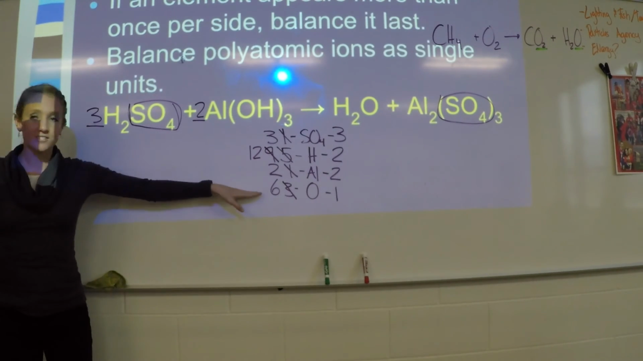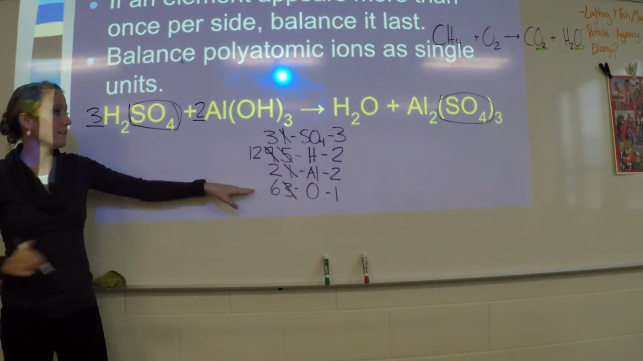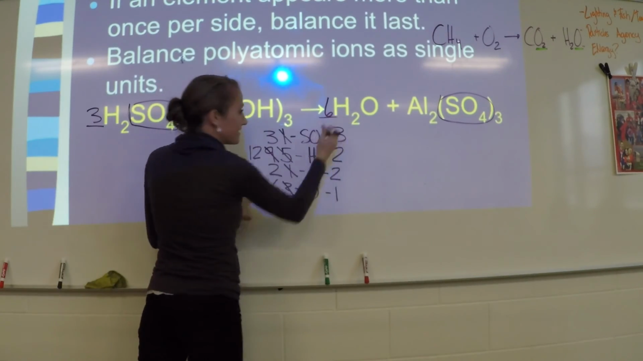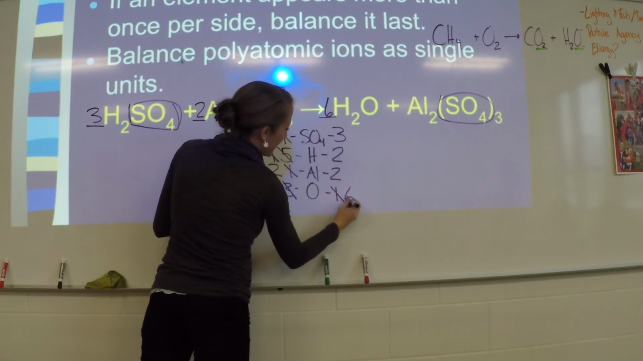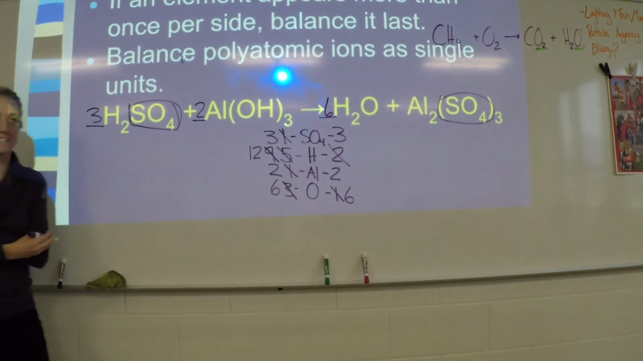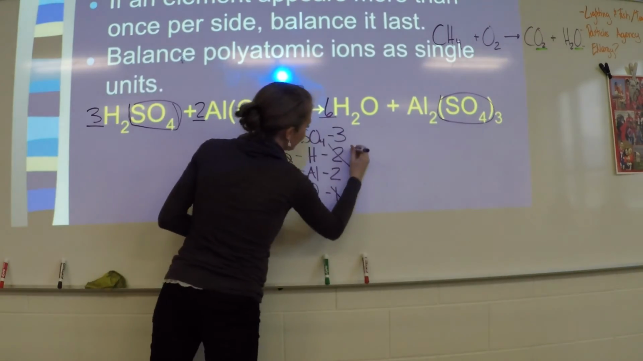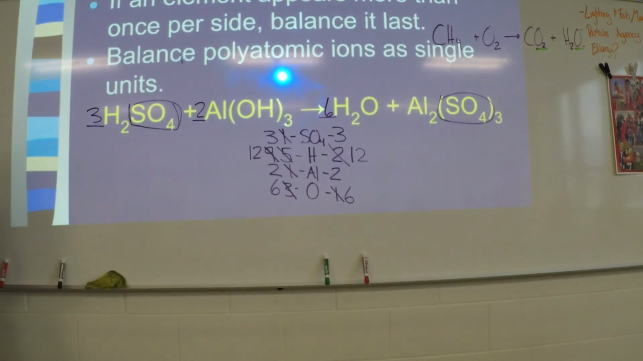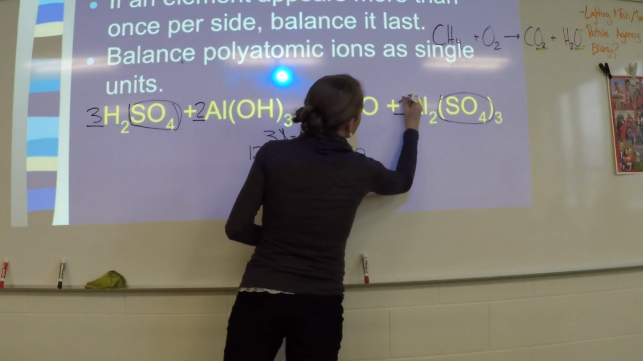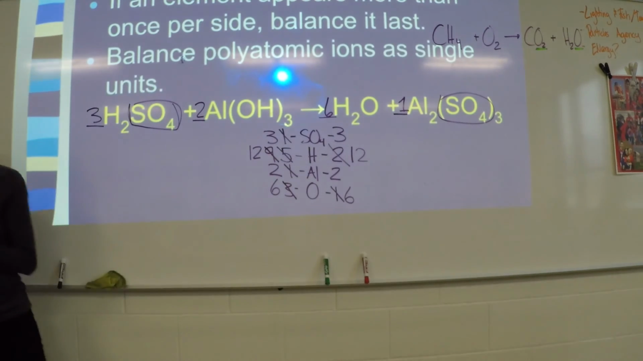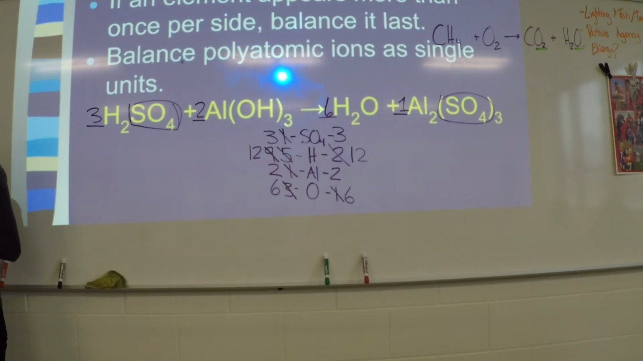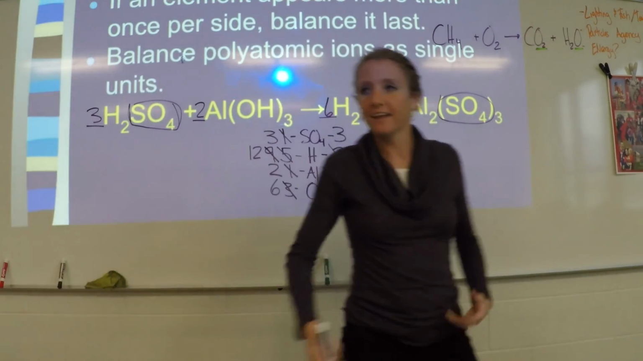Good, so let's fix our oxygen. That's a 6 and a 1, so this just needs a 6 in front, which fixes that. And conveniently, how many hydrogens does that give me now? 12. And then everything is balanced. So on this one, you just put a 1. Okay, it's kind of a back and forth, and then, hey, look, I'm done.